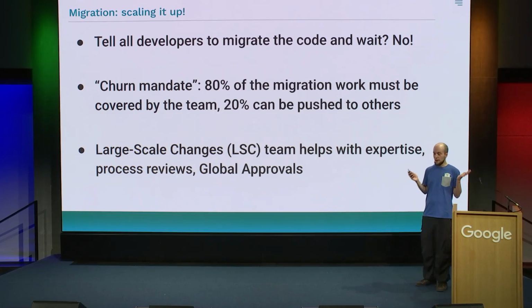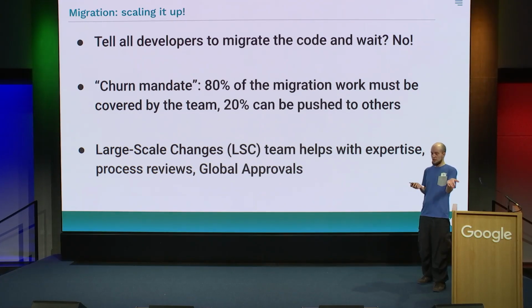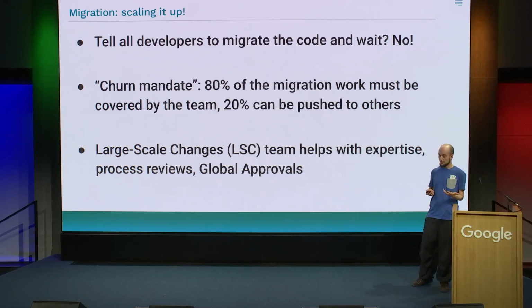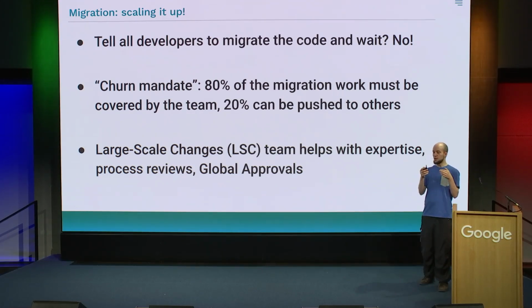All right, so now we have a tool. What do we do? Do we just tell all of the other developer teams at Google to migrate their code and then wait for them to be done? I mean, no, obviously not, right? Instead, we have what's called the churn mandate. This is a policy whereby within engineering, 80% of the migration work needs to be covered by the team that introduces the migration.